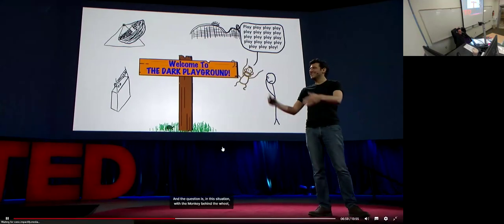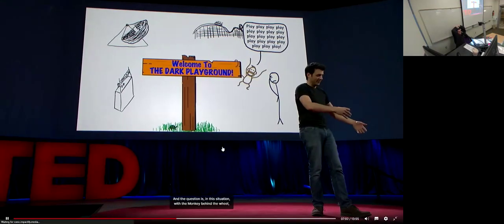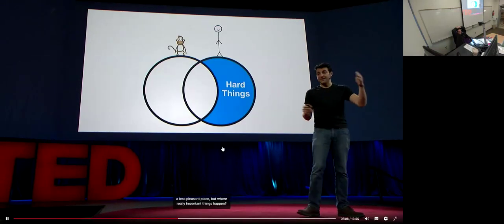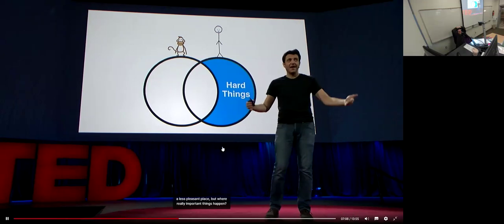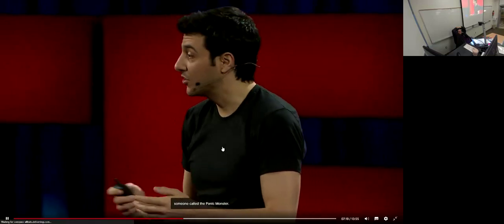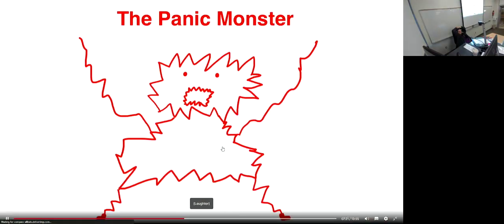And the question is, in this situation, with the monkey behind the wheel, how does the procrastinator ever get himself over here to this blue zone, a less pleasant place, but where really important things happen? Well, turns out that the procrastinator has a guardian angel, someone who's always looking down on him and watching over him, in his darkest moments. Someone called the panic monster.